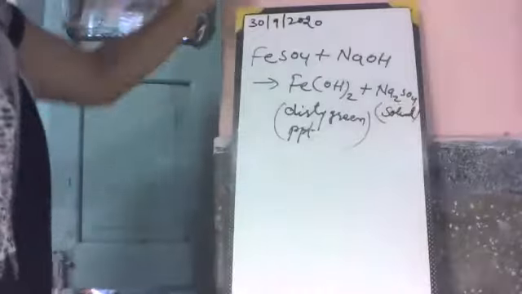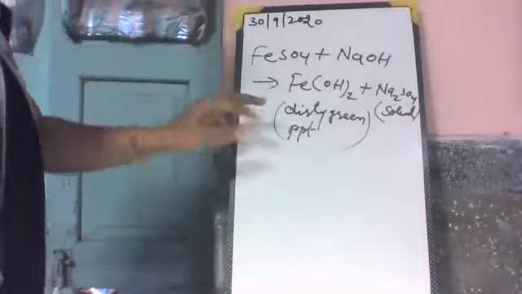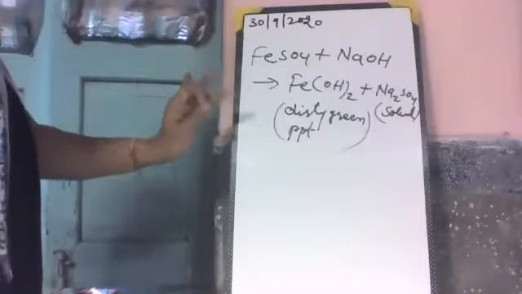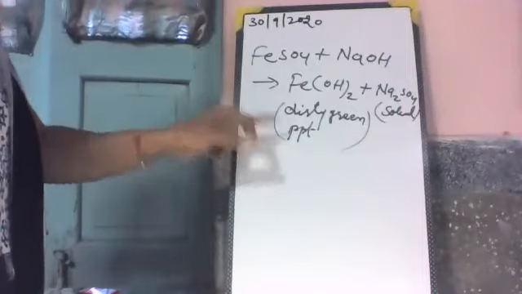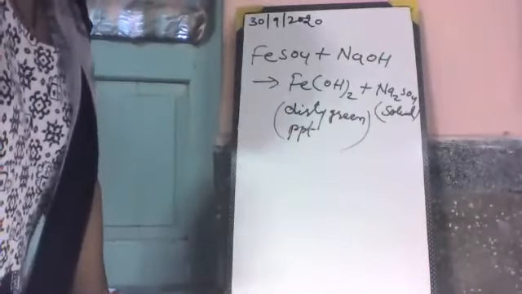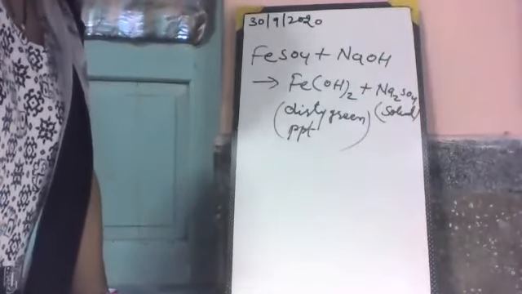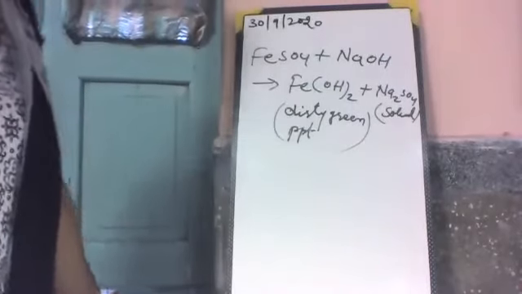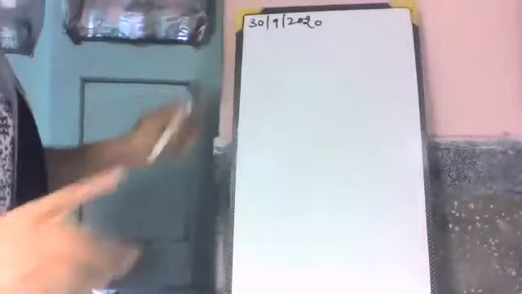The liquid in the solution is sodium sulfate, and the clusters and pieces of insoluble substance in this solution are known as PPT, and that is the PPT of ferrous hydroxide. In some cases, we can see the state of a substance can be changed. The state of substances can be changed. Have a look. Change of state.